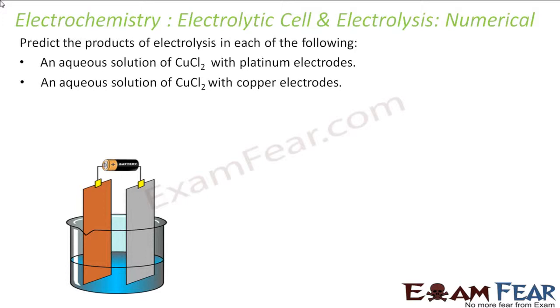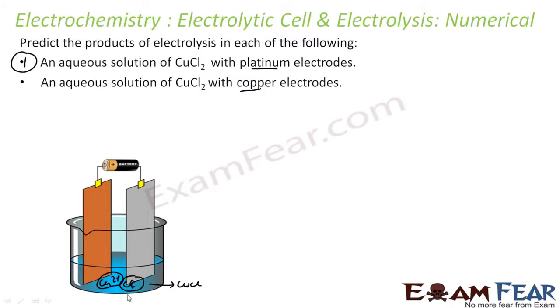We have to predict the product of the electrolysis in each of the following cases. The first is aqueous CuCl2 with a platinum electrode. So in both cases I have CuCl2 here. In the first case I have a platinum electrode, in the second case I have a copper electrode. Let's see case one, with the platinum electrode. CuCl2 means I have Cu2 plus ions and Cl minus ions. Correct?